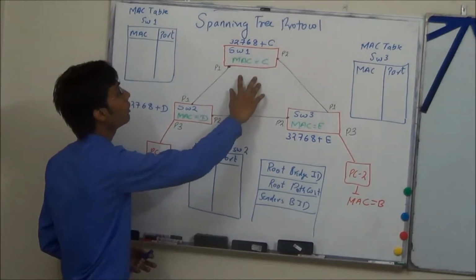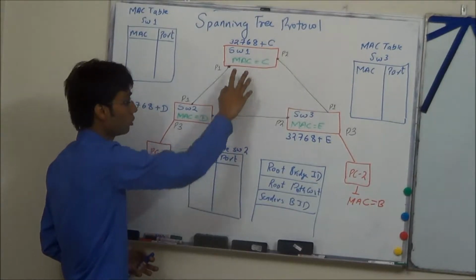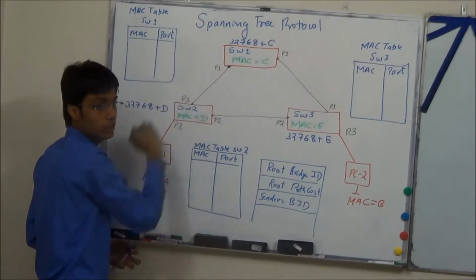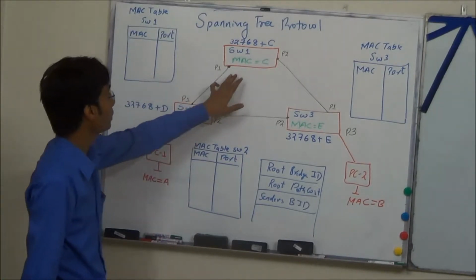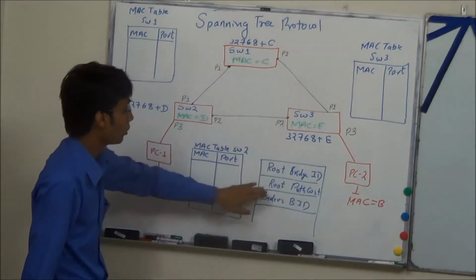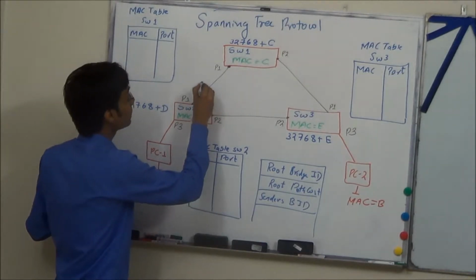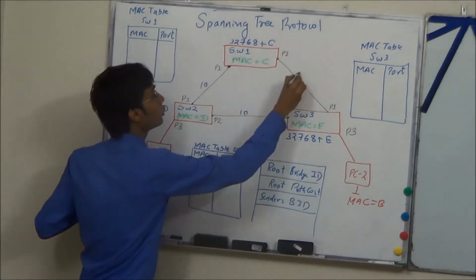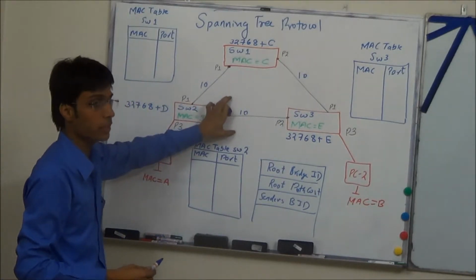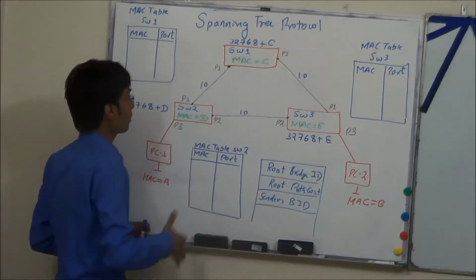Let's see how switch 1 will send it. Port P1 and port P2 are active. It will send a BPDU towards switch 2 and switch 3. Let us consider the segment between switch 1 and switch 2 first. Switch 1 will send a BPDU with root bridge ID as 32768 plus C. Then the root path cost. Generally, every link is given a cost. I will assume the link has a cost of 10. Generally, it does not have that exact cost; it has values like 100, 4 and 2. We'll assume it as 10.